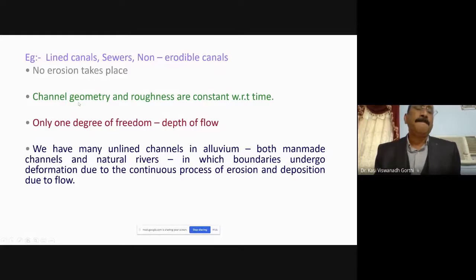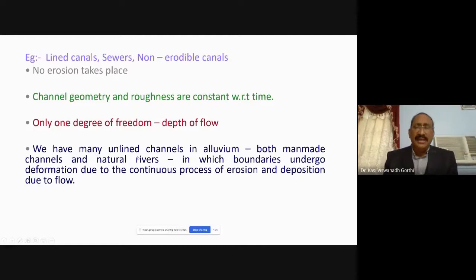An example for a rigid channel is lined canals. Sewer pipes, which carry the drainage water. Then non-erodible canals. So there is no erosion taking place, and channel geometry and roughness are constant with respect to time also. Only one degree of freedom: the depth of flow may be changing, nothing more. The shape will not change, the cross-section area will not change. Nothing will change. Such a channel is called a rigid boundary channel.